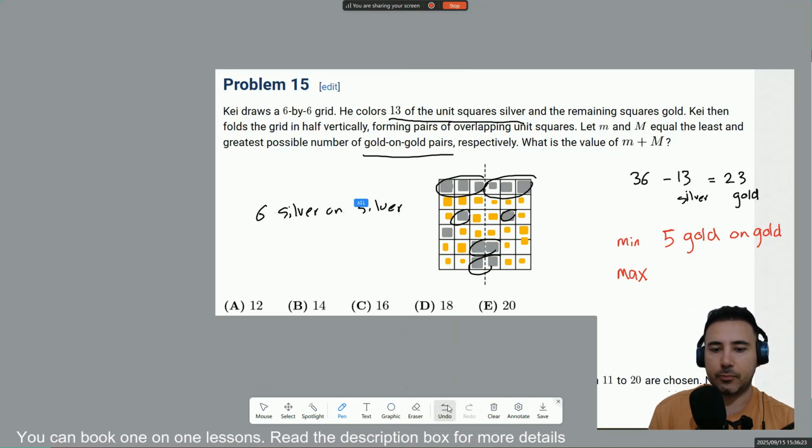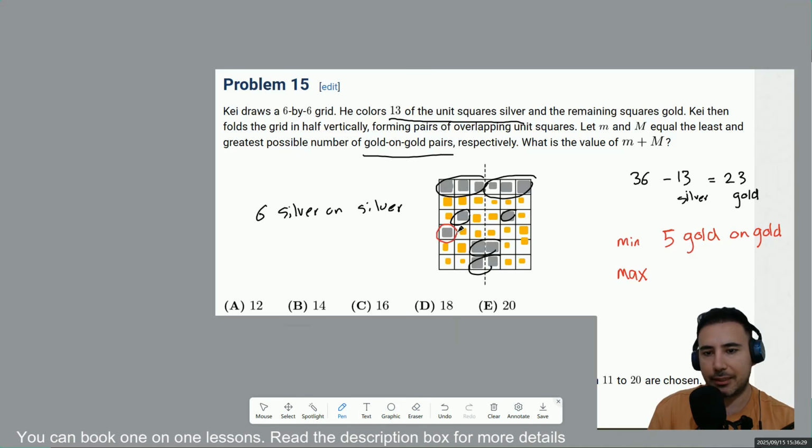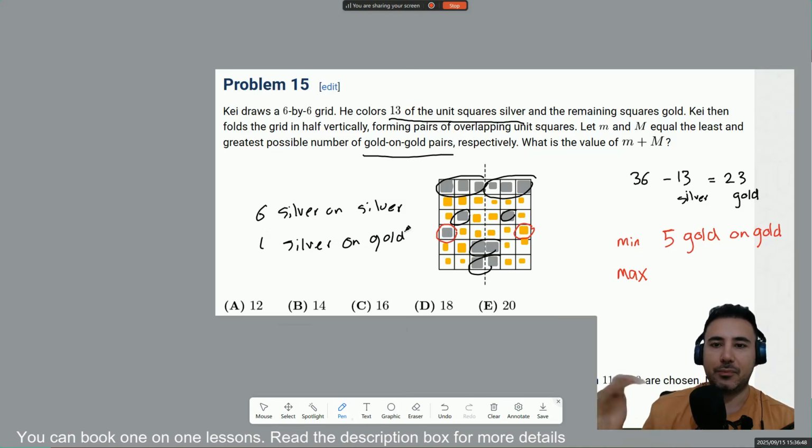Right? And what else? This one will get us this silver, and this gold will be together. We're going to have 1 silver on gold. And look, the rest will be always gold on gold. Silver on gold. So because we got rid of all the silvers, whatever is left is gold. And then when we just bend it in halves, then gold will be on gold.